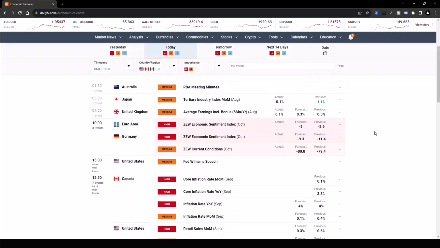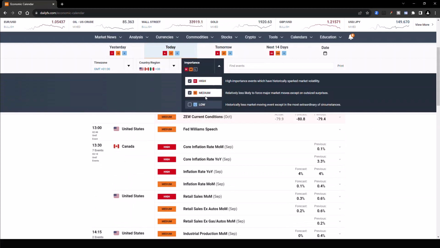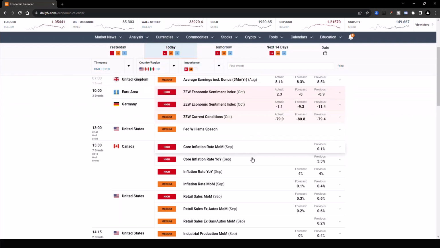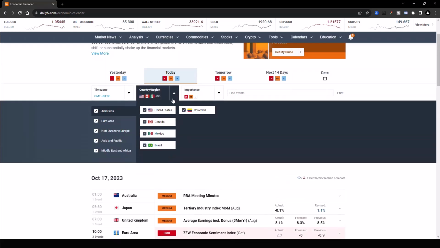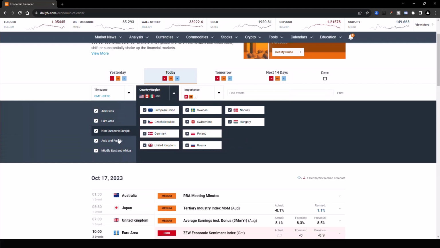Now, onto the events themselves then. You can filter by importance, low, medium or high. I normally don't bother with low importance news because it tends not to have an effect on the market. But later on in this video, we're going to look at the effect that news actually has. You can also select by countries and regions depending on the instruments that you're trading.